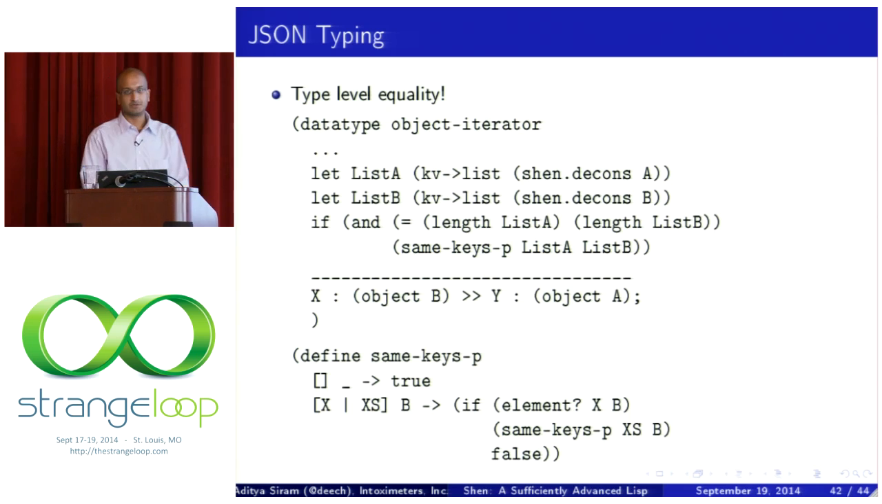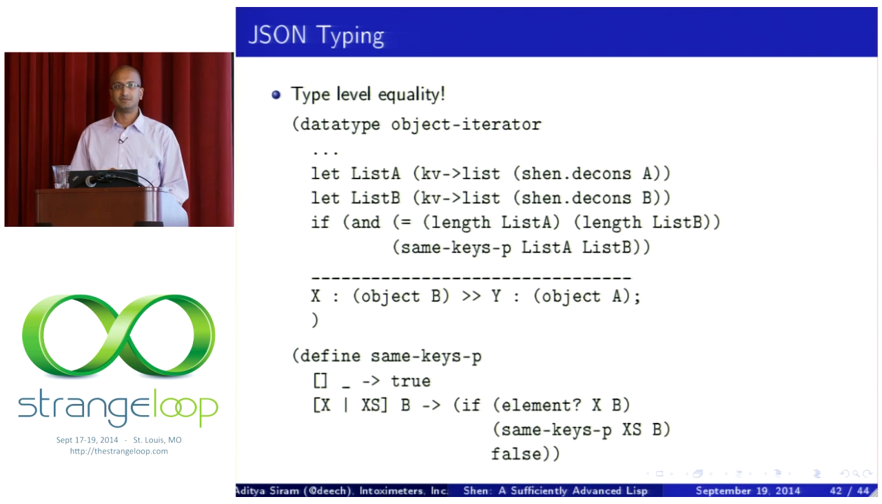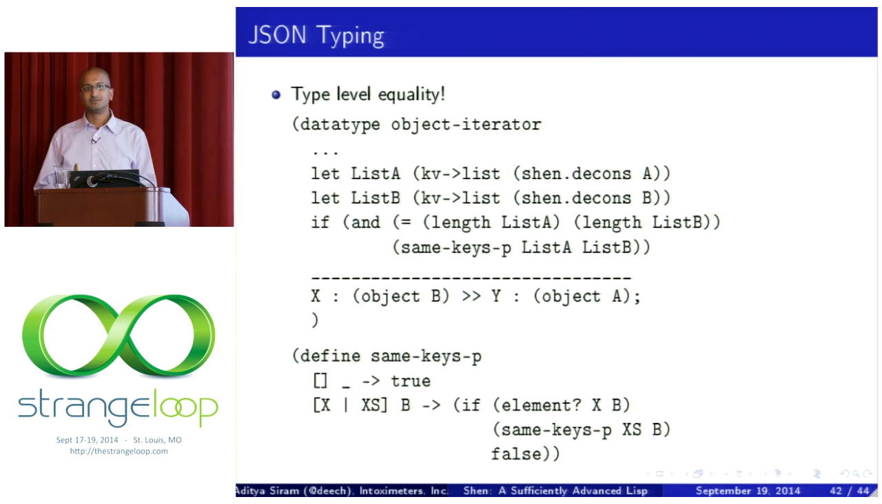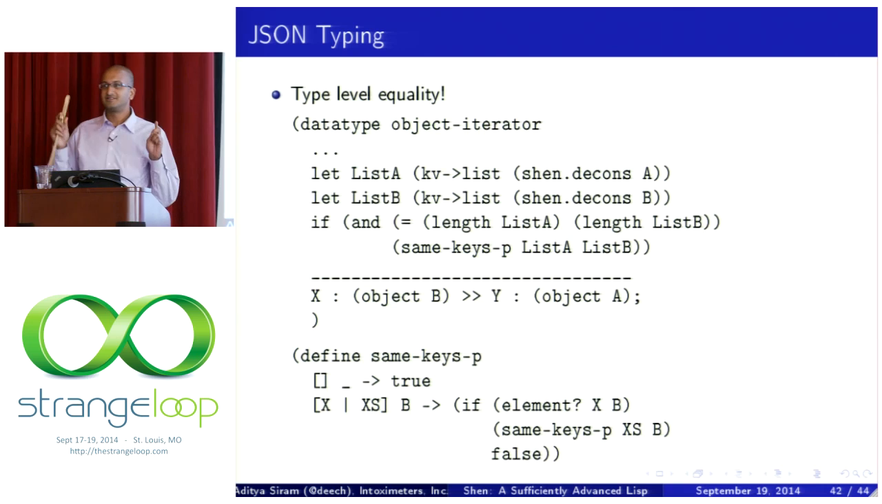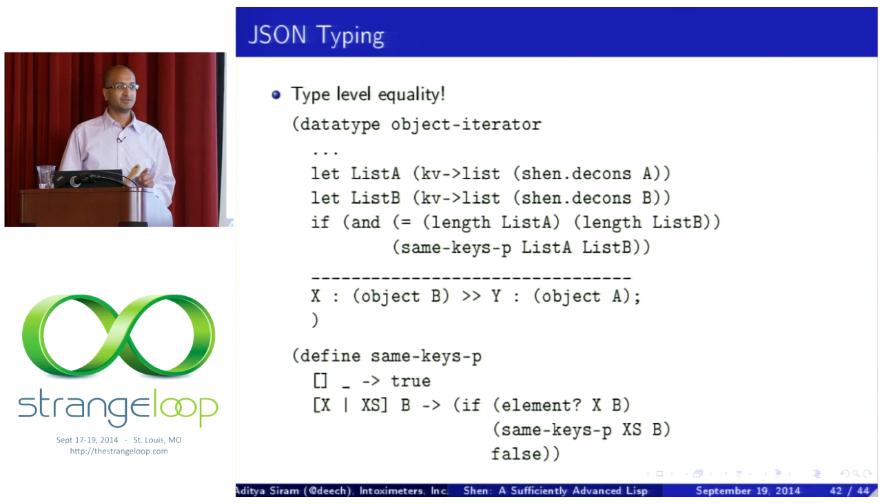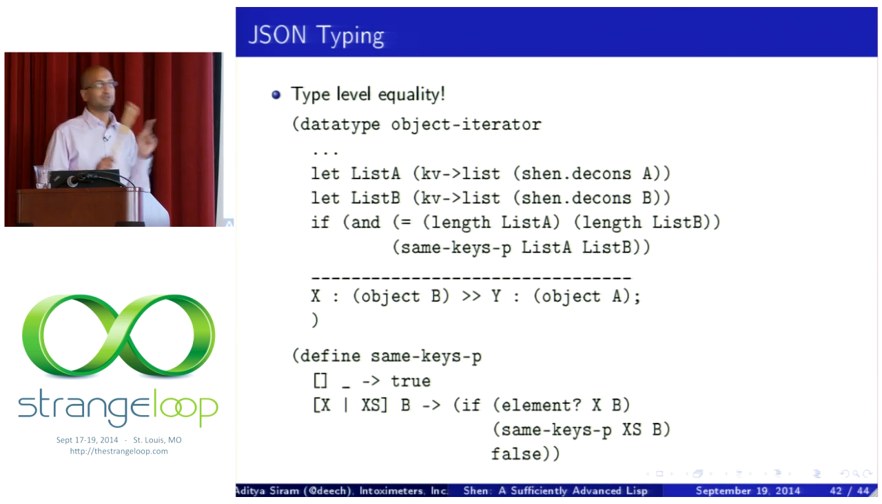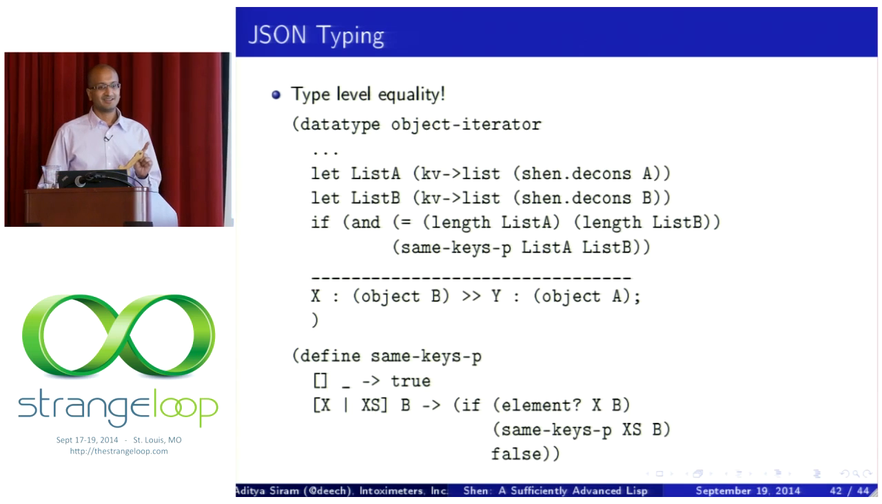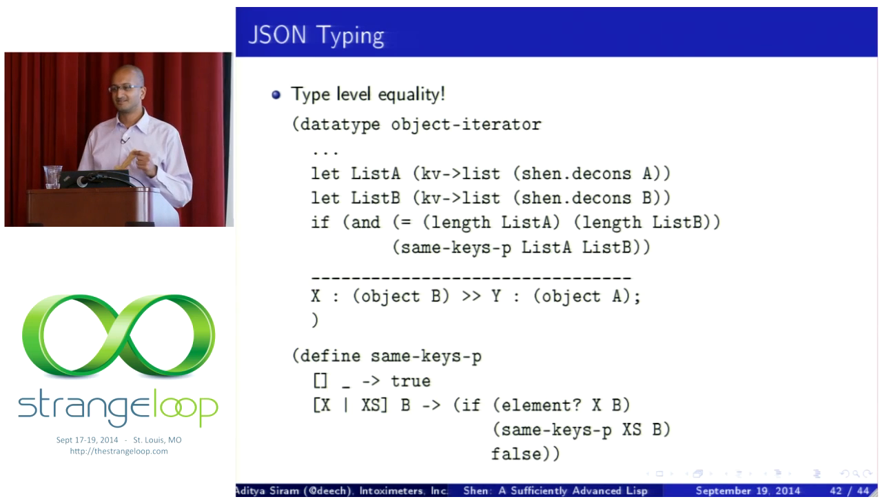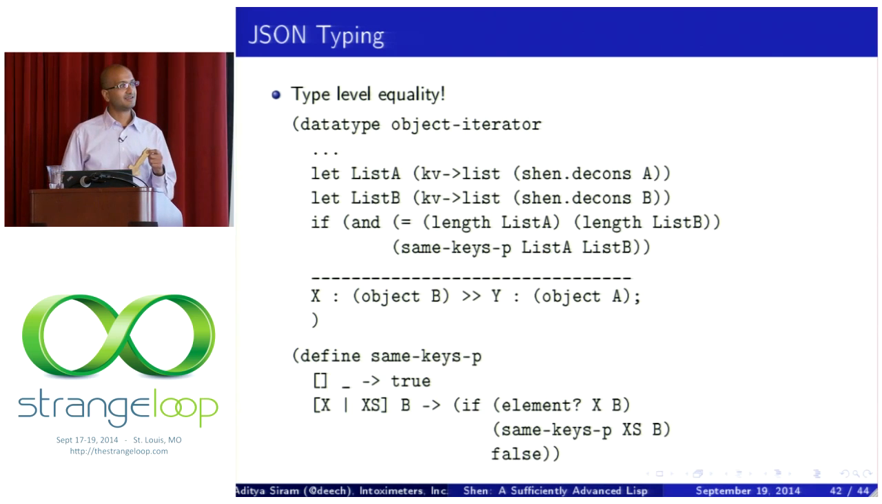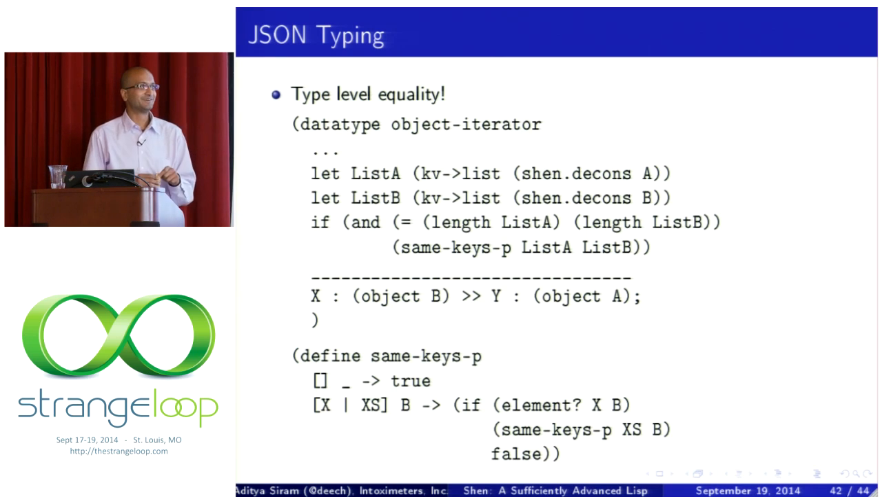So I think the question might be, can you do arbitrary I/O in the Shen type system? And the answer is yes. You can do anything you want in the Shen type system. You can launch missiles in the type system. You can do whatever you want. But is it a good idea? I don't know. Maybe you do want to launch missiles.